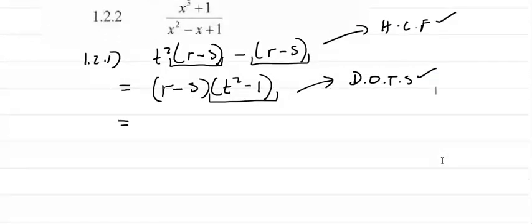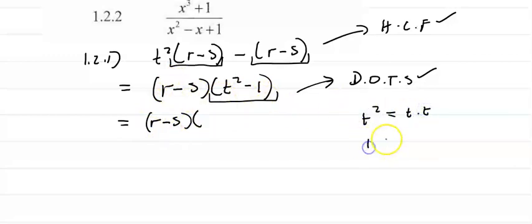So in this one example, you grouped first, then you removed the highest common factor, and then you do difference of two squares. So it's important for you to be able to identify all your types of factorization. So we've got r minus s and then difference of two squares. Remember, t squared is equal to t times t, and 1 is equal to 1 times 1. Therefore, we draw our two sets of brackets like so, and we'll say t times t is t squared, 1 times 1 is 1, and plus times minus will give me minus. So therefore, this is now fully factorized.